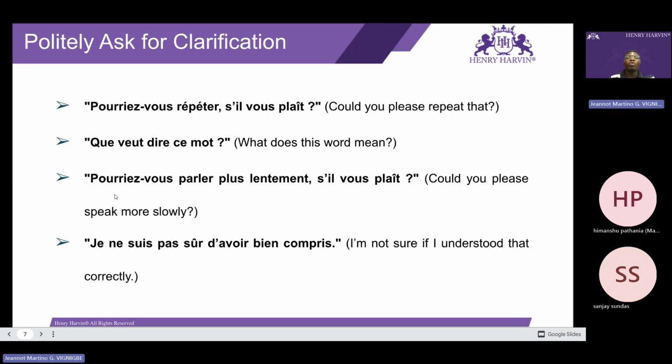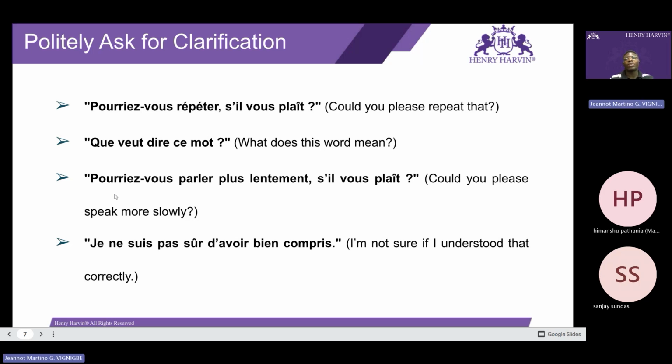Donc, lorsque vous voulez demander à quelqu'un, so when you're having a discussion with someone and let's say you don't get to understand what he's saying or you don't get to hear what he's saying properly, we can say, pourriez-vous répéter s'il vous plaît? Which means, could you please repeat that? Okay. Que veut dire ce mot? So what does this word mean? Okay. Pourriez-vous parler plus lentement, s'il vous plaît? So could you please speak more slowly? Okay. Je ne suis pas sûr d'avoir bien compris. So I'm not sure if I understood that correctly.